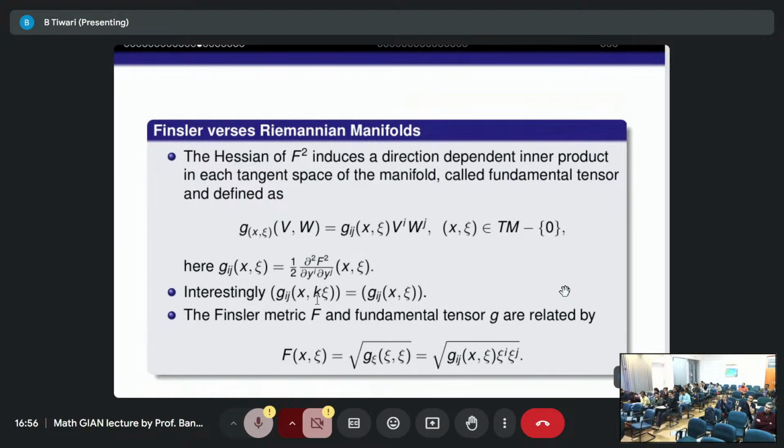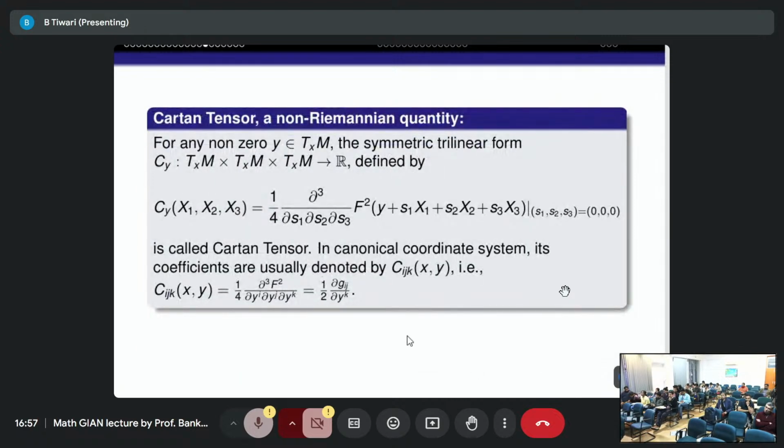The inner product of v and w is given by this formula. If v and w are two vectors with components, say v^i, w^i with respect to some coordinate system, then their inner product is given by this formula. This inner product G is well known as the fundamental tensor. So the Finsler metric F and the fundamental tensor G are related by this formula.